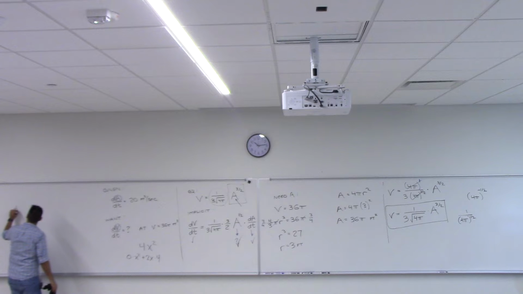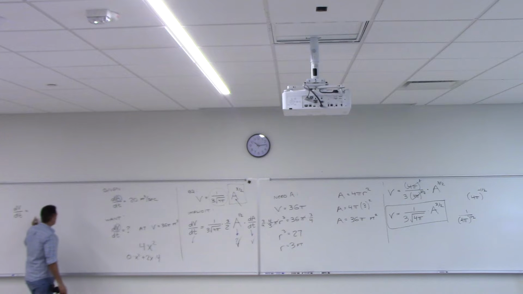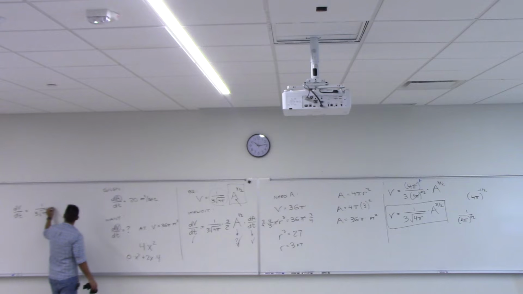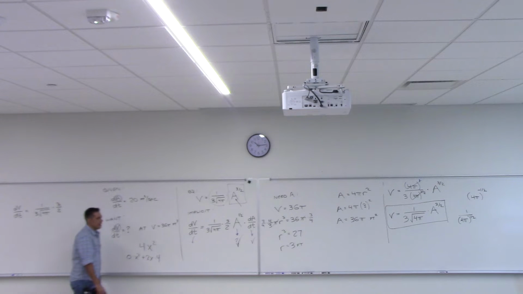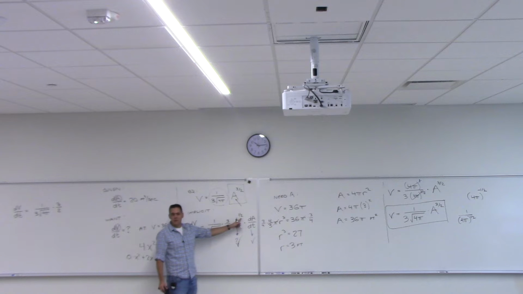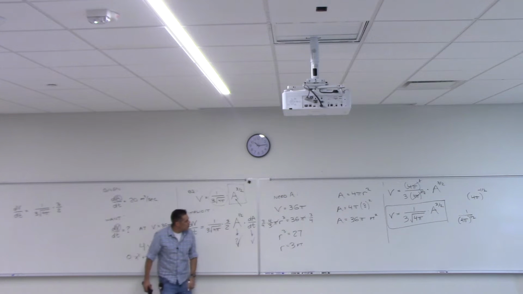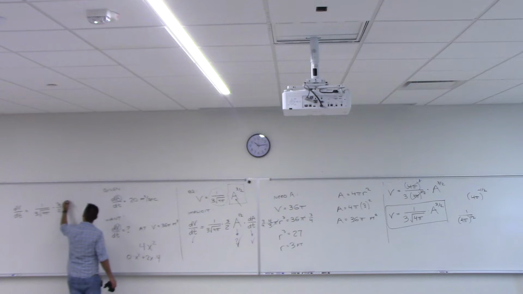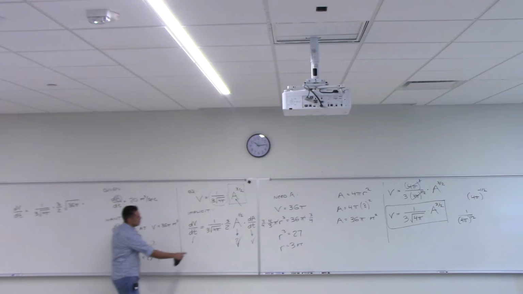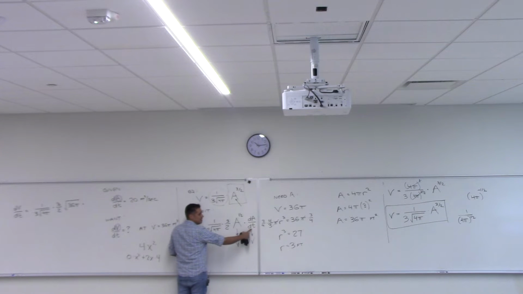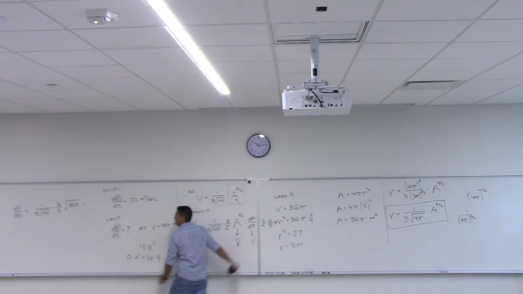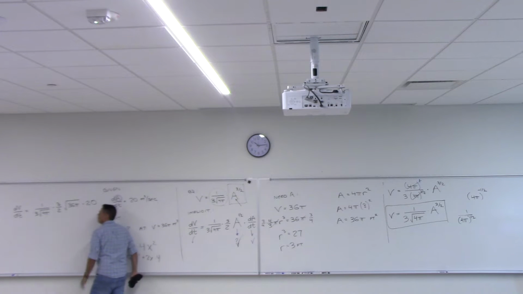So dV/dt equals 1/3 square root of 4 pi times 3/2. Okay, a to the half is the same as square root, right? So square root of what? Square root of 36 pi. And then what's still there? That's square root of 36 pi. dA/dt? 20. There. We just need to figure out what this is.